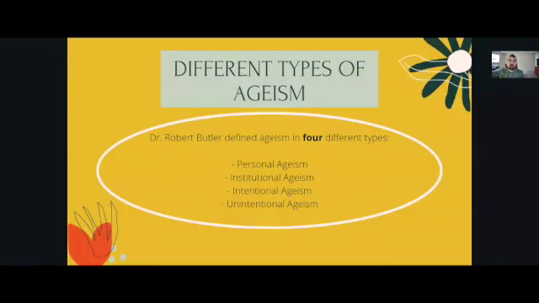So now a little bit more on what is ageism. As previously mentioned, Dr. Butler was the first one to bring up this terminology of ageism, and then he went beyond just defining what ageism is, as in that it's four different types. So we have personal, institutional, and intentional, as well as unintentional ageism. And we're going to go through all of them and explain the differences between them, as you could probably guess from the names what they are, but we'll just go through it.